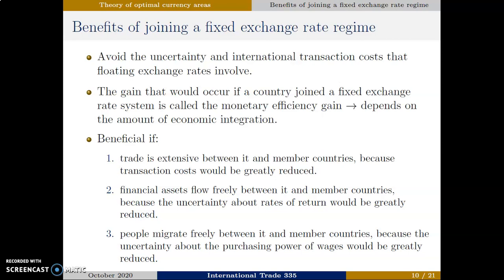It will be beneficial to a country to join the fixed exchange rate regime if trade between the countries is extensive and the transaction cost would be greatly reduced. Second, financial assets flow freely between it and the member countries, because the uncertainty about rates of return is reduced under a fixed exchange rate regime. And third, people migrate freely between it and the member countries, because the uncertainty of the purchasing power of wages is greatly reduced. Again, compare these benefits to the level of economic integration and policies involved in it.